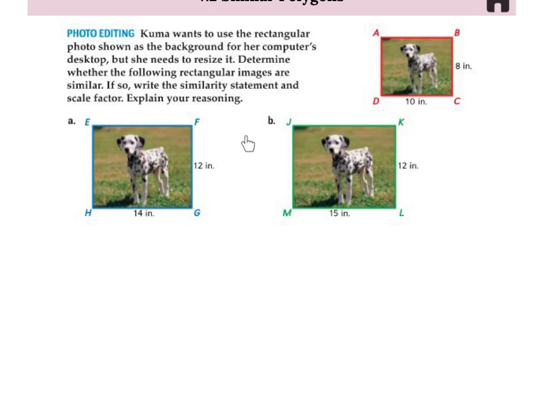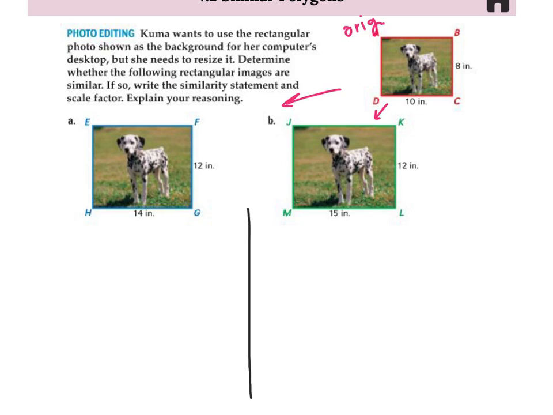Determine whether the following rectangular images, either the blue or the green, are similar to the red, okay? If so, write a similarity statement and the scale factor. Explain your reasoning. So we're going to make a little note that this red image is our original, okay? We need to find the scale factor between the two different examples, okay, and determine if they are similar or not.